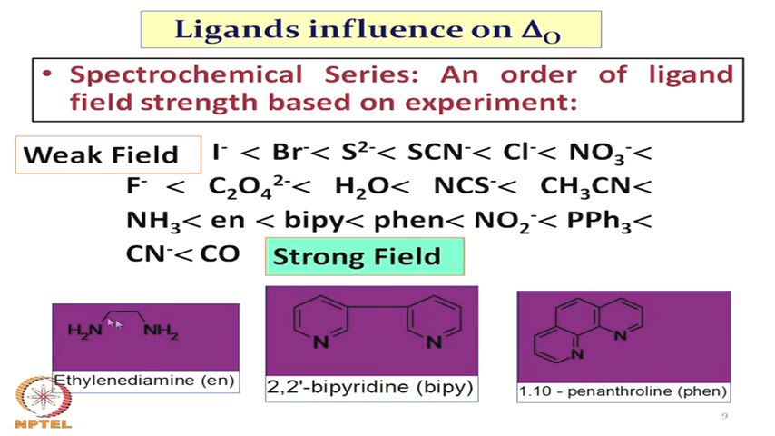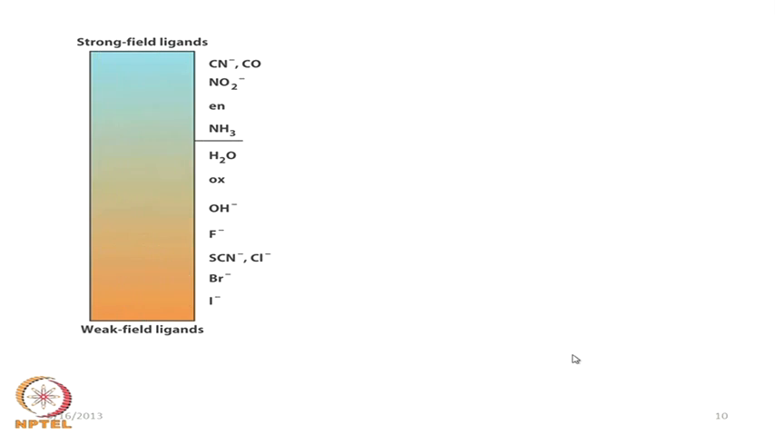So, this already we know, what type of ligand ethylene diamine is. The ethylene diamine is the NN donor bidentate. This is the corresponding bipyridine ligand, and this is the 1,10-phenanthroline or ortho-phenanthroline.